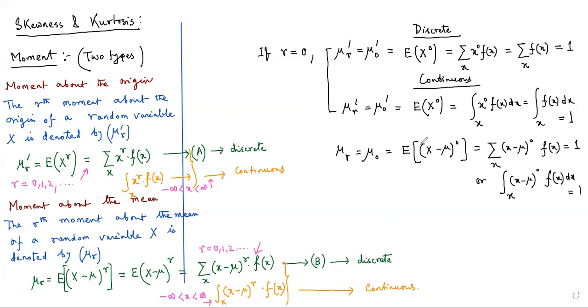From this simple example, we are able to see that for r equal to 0, the value of mu 0 prime and the value of mu 0, both for discrete and continuous case, are actually 1. So this is our first observation.